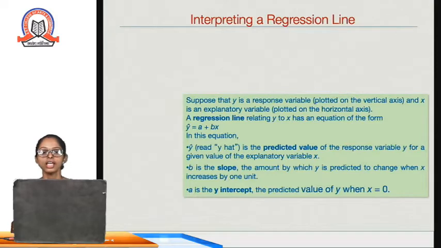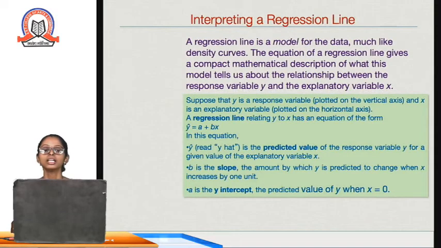This is called interpreting a regression line. A regression line is a model for the data, much like a density curve. The equation of a regression line gives a compact mathematical description of what this model tells us about the relationship between the response variable y and the explanatory variable x.